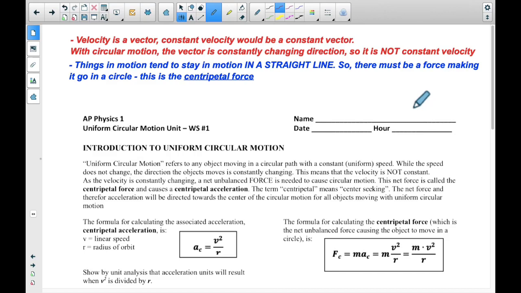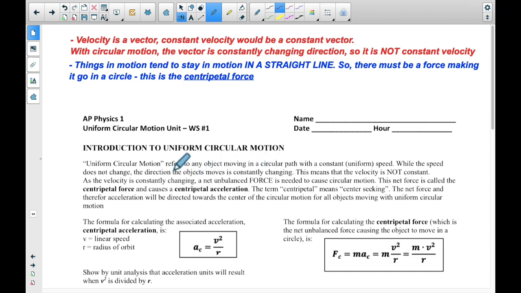Hi everybody. Today's video is going to talk about uniform circular motion. This is our first introduction to uniform circular motion, so we're going to get to some basics. I have some things written down up here. I'm going to take a second to read through here and then explain what some of this means.